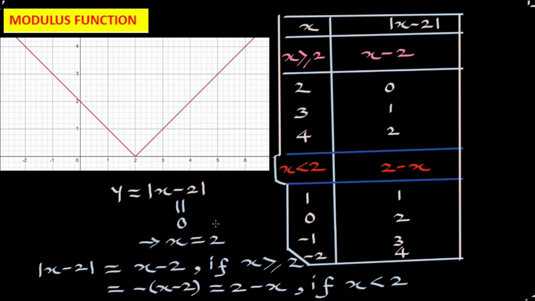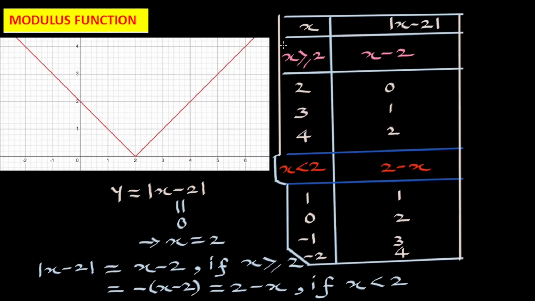We have to find this critical point for the simple reason that modulus changes its signs around x equals 2. When x is greater than or equal to 2, the function is x minus 2, and when x is less than 2, the function is 2 minus x. Therefore, finding the critical point is important.